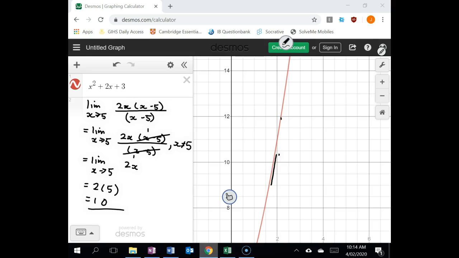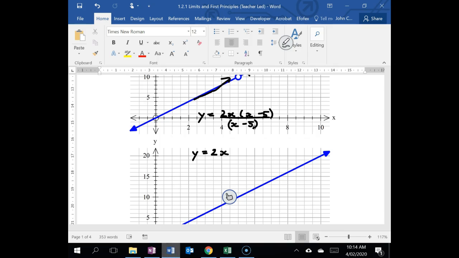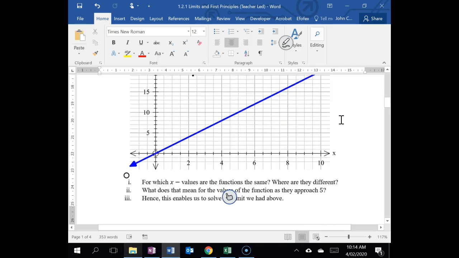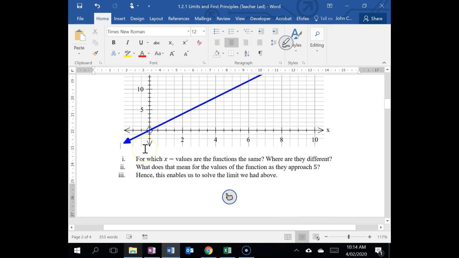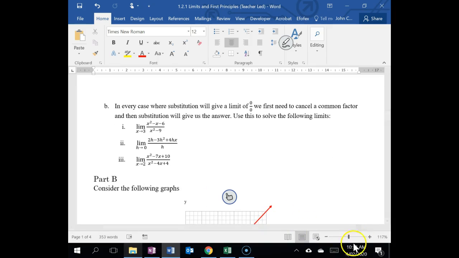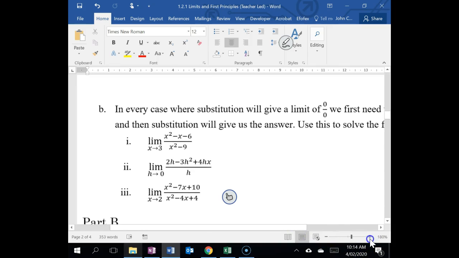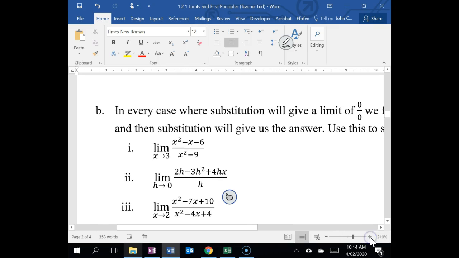So, if I go back to my Word document, we've got three limits here. And they're going to need something cancelled to be able to do them, because if you just do substitution on these, you're going to get 0 and 0, and that doesn't tell us anything. So what I want you to do is have a go at these limits, but you must cancel a factor on the top and bottom line first before you substitute. So I'm going to give you a little bit of time to have a go at these.